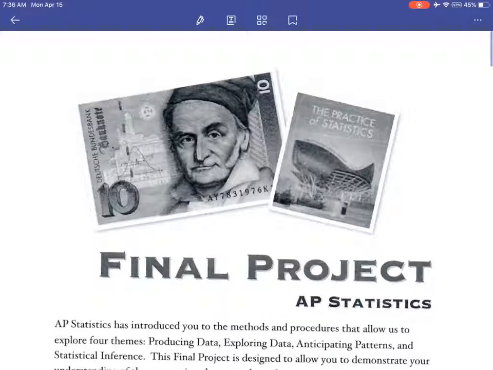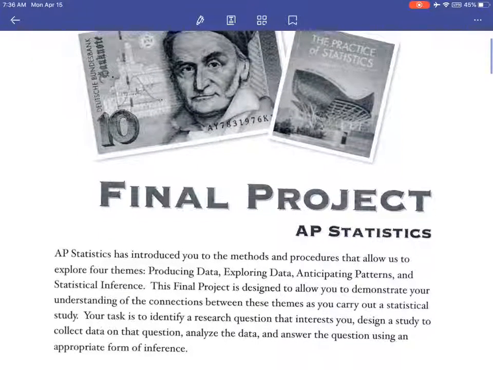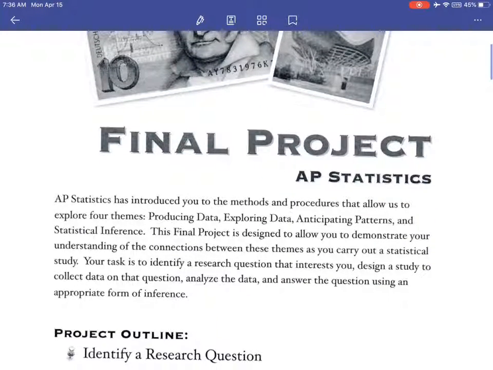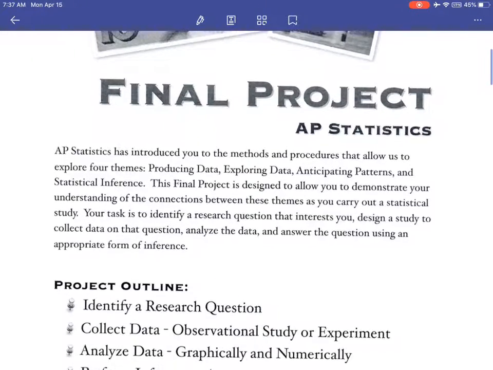So, the first thing that we want to talk about is what exactly is the overall thing of the project. So the project, you're going to come up with some question that you want to answer that you can answer by collecting data and then looking at the analysis of that data. You're going to see that this is a really good way to summarize everything that we've learned and tie together everything we've learned so far this year.